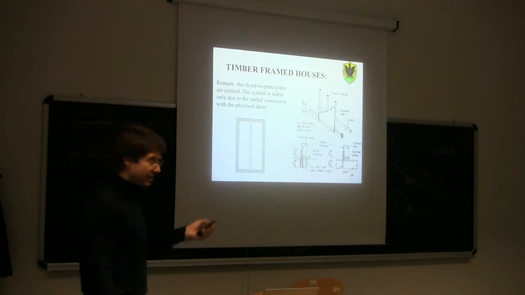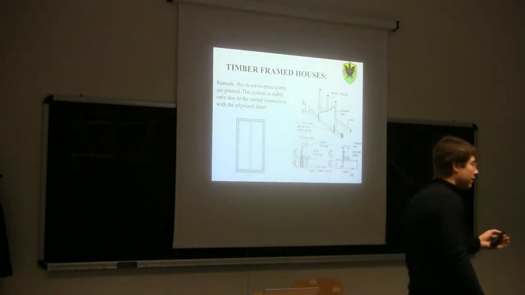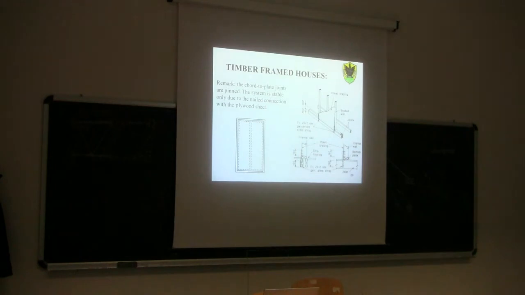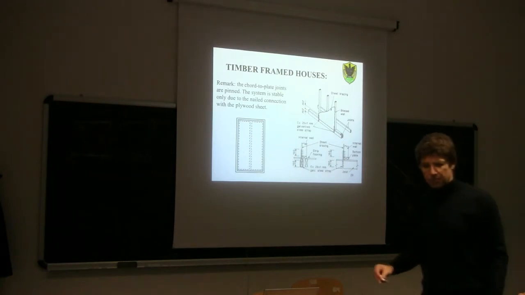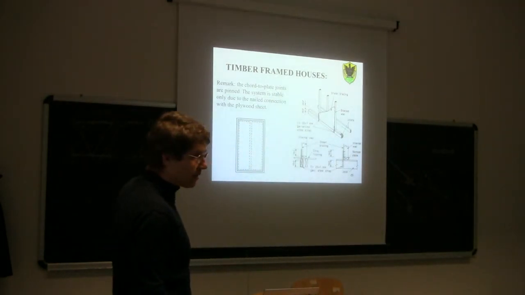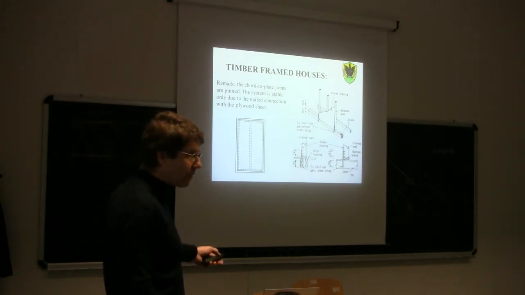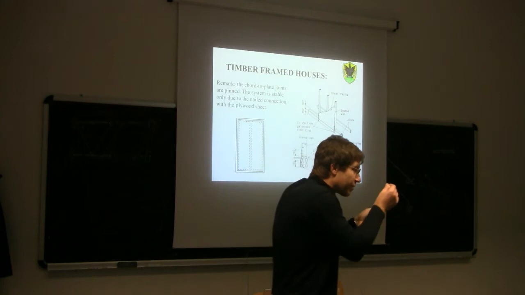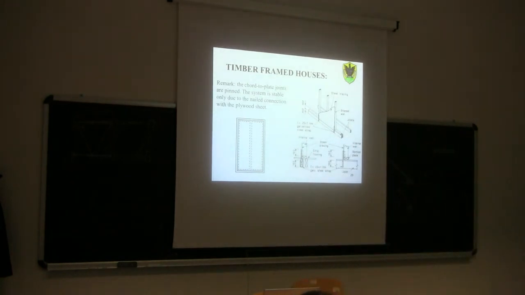So in the end, this system is stable under vertical loads only due to the sheathing, which is in-plane stable, and to the nailing between the sheathing and the frame. Note that the nailing between the sheathing and the frame is actually a semi-rigid connection. So these nails between the sheathing and the frame are not able to prevent the relative slip between the two. So this nail connection is semi-rigid, but the total system is stable.